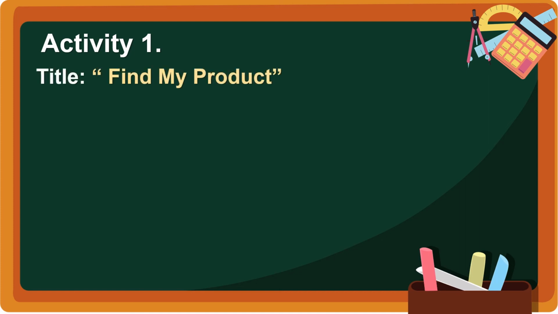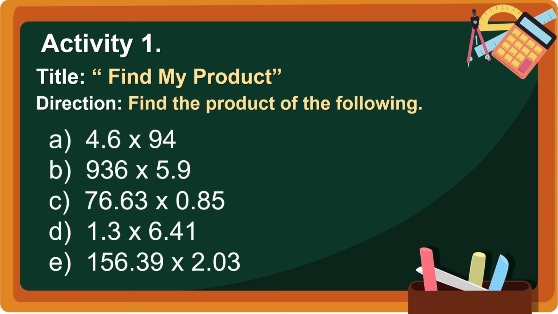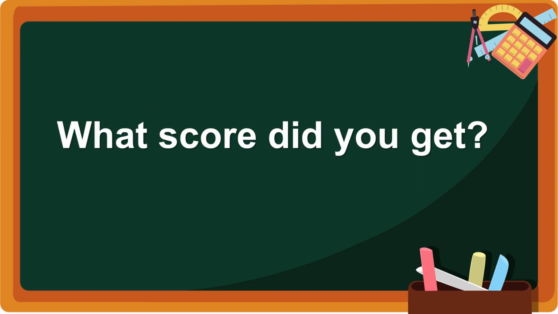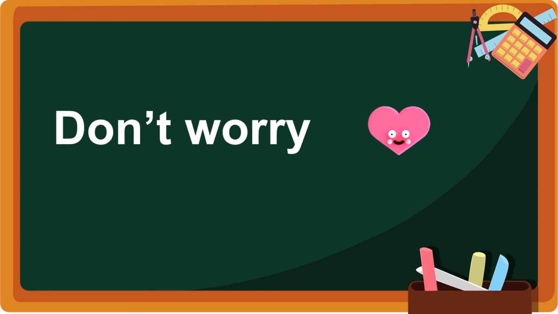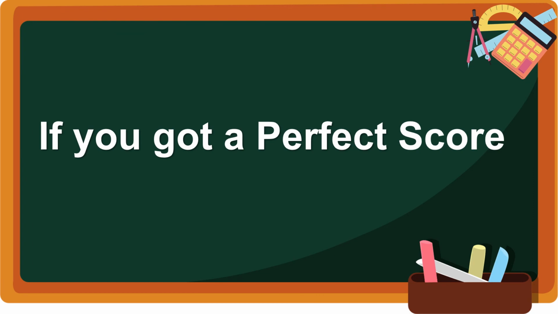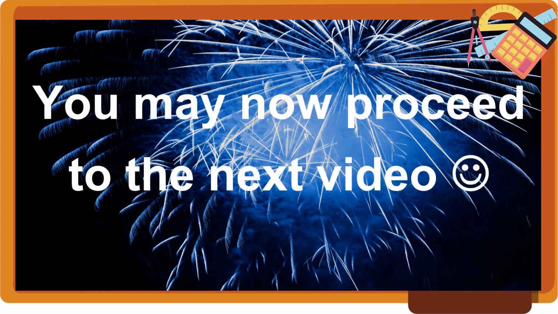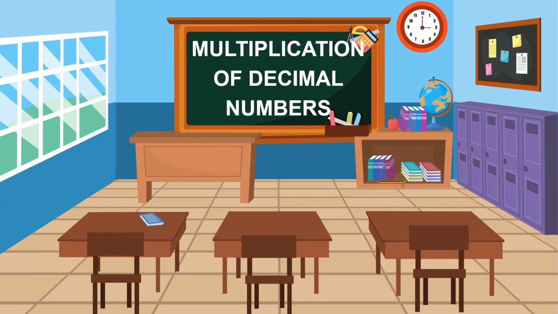Now we go to our activity number 1. Title, Find My Product. So find the product of the following. Submit your answer to your teacher for checking. What score did you get? Do you have any mistakes? Don't worry. You can replay the video and go over the activity again. If you got a perfect score, congratulations! You may now proceed to the next video. You may continue the rest of the activities on multiplication of decimal numbers.